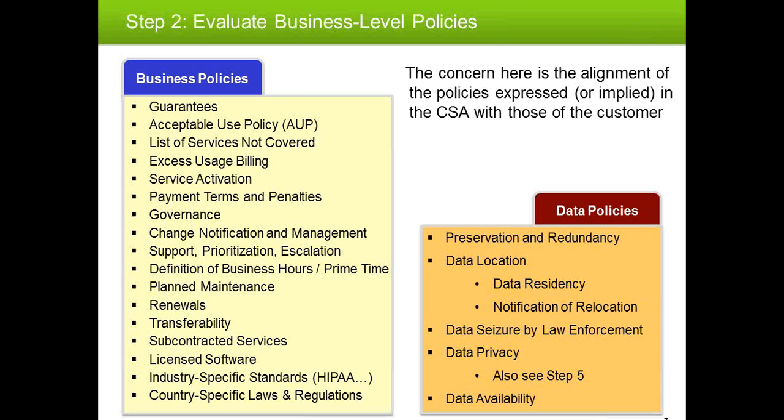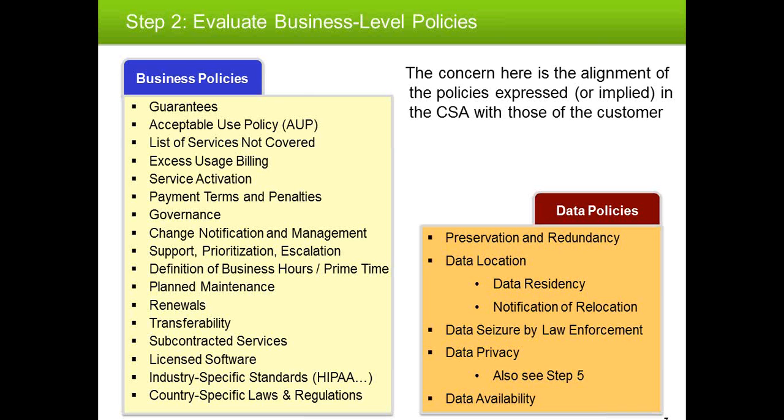And there are lots of things related to the actual licensing of the service. When is it renewed? Can it be transferred to a company that acquires you as a customer? Conversely, is that service preserved if the provider is acquired? What happens if they cease business? What happens if they subcontract some of their services, etc.? So the concern here, again, is aligning the policies that are contained in the CSA with the policies that are required for the customer business to be correctly enabled by, and not hampered by, the cloud service.